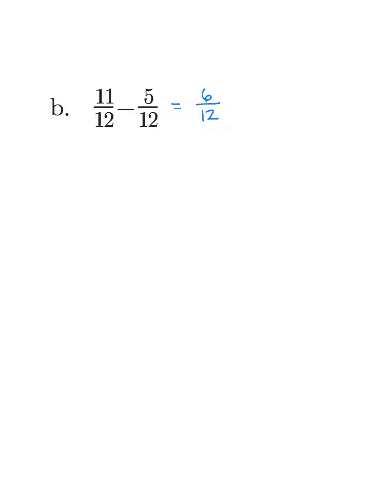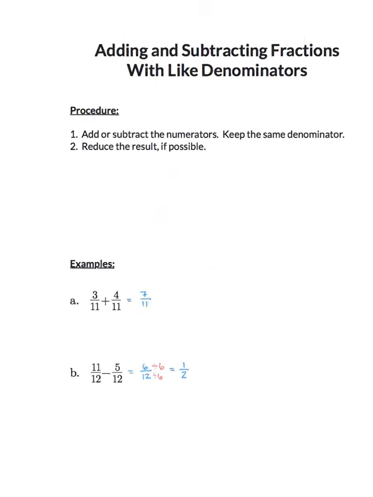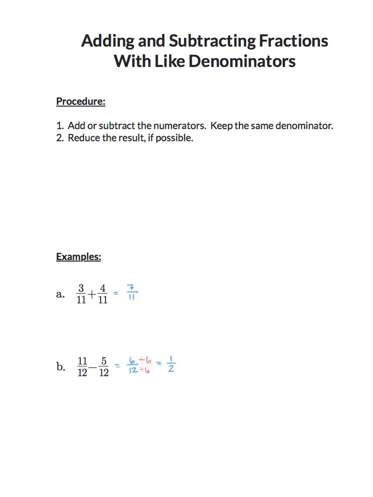Now from here, we should simplify the fraction if possible. 6 and 12 have a greatest common factor of 6. So I can divide both the top and the bottom by 6, and I get 1/2. That takes care of adding and subtracting fractions with like denominators.